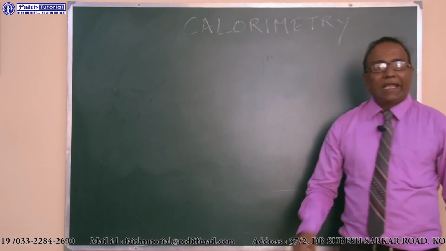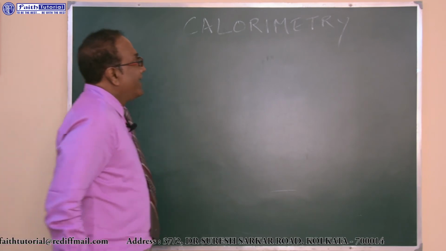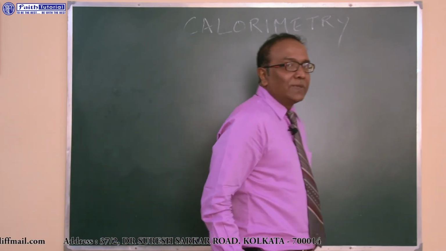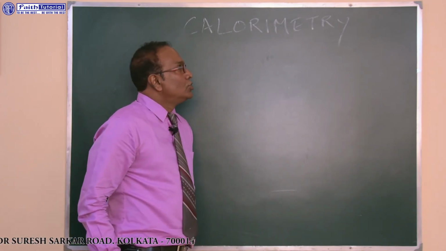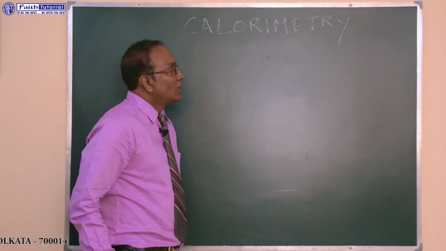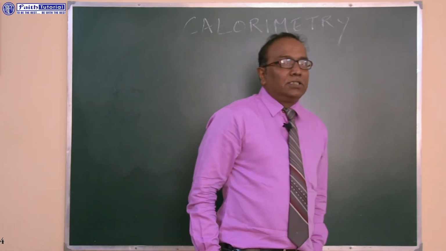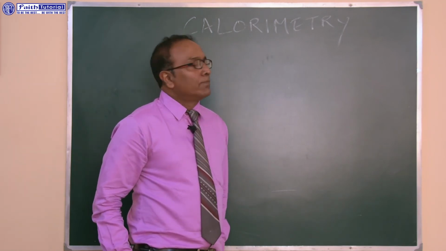So a quick recap of what we have done today. Calorimetry is a chapter that deals with the transfer of heat from a body at a higher temperature to a body at a lower temperature. Heat always flows from a body at a higher temperature to a body at a lower temperature, and it keeps on flowing as long as the temperature is not the same.